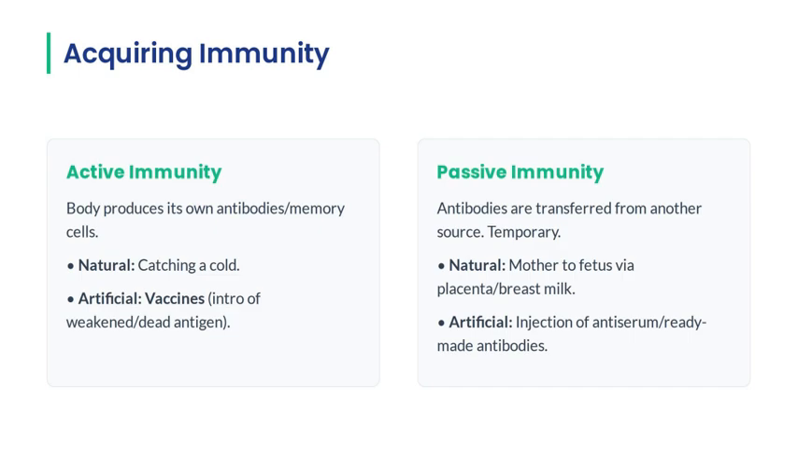Now we've got to talk about actually acquiring immunity. First off, we have active immunity, when the body actively produces its own antibodies and memory cells, like catching a cold or using artificial vaccines, which introduce weakened or dead antigen to create helper T cells and memory cells. But we also have passive immunity, where antibodies are transferred from another source, like mother to fetus via placenta or breast milk. Or we have artificial, which is injection of antiserum or ready-made antibodies.